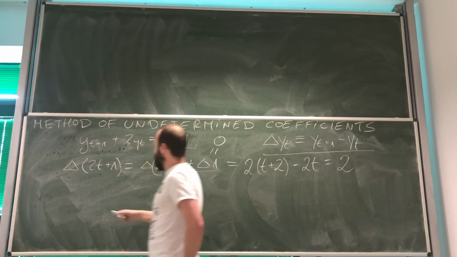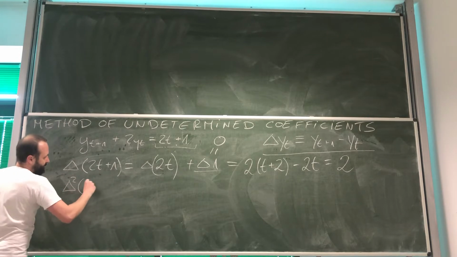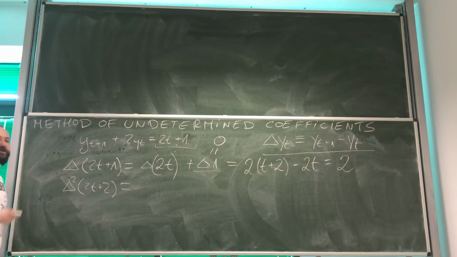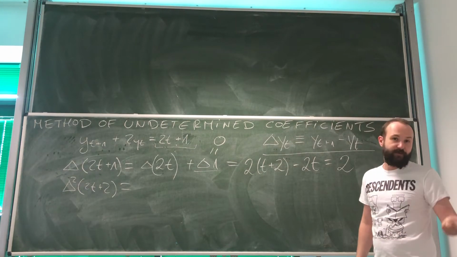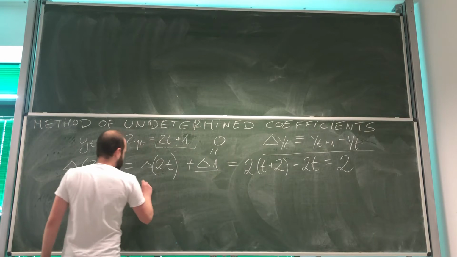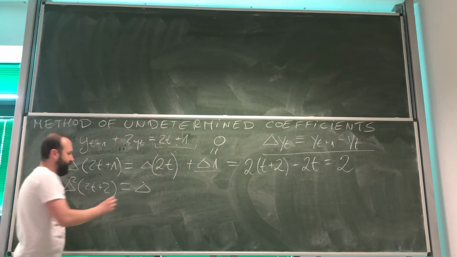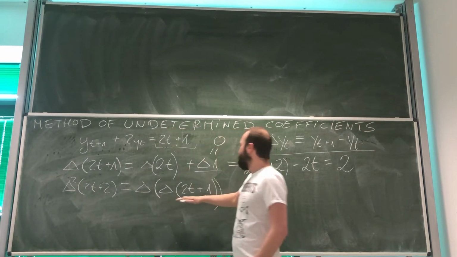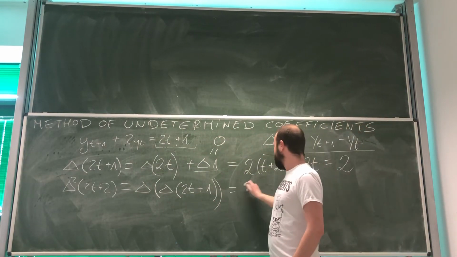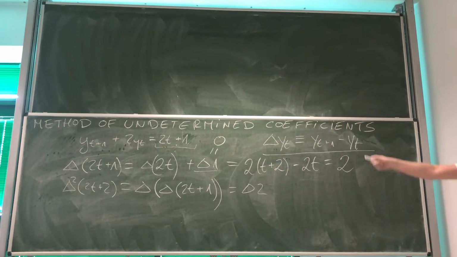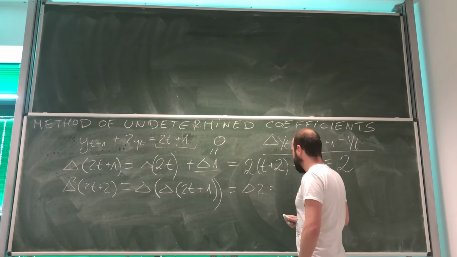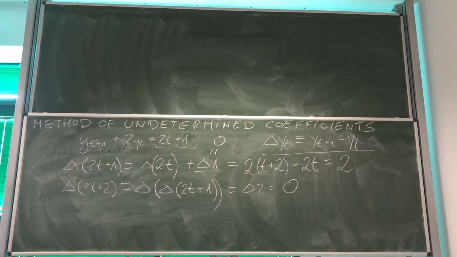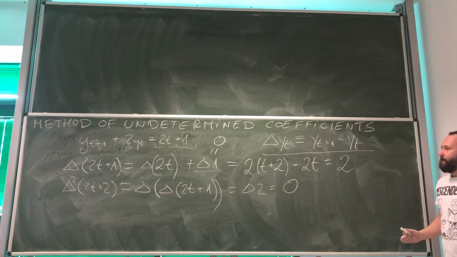Now we can calculate the second difference of 2t plus 1. And again, the analogy with derivatives is straightforward. When you calculate the second derivative, you actually calculate the first derivative of the first derivative. And this is exactly what we can do here. We can calculate the first difference of the first difference. However, we already calculated this first difference. It's just 2. And we also know the derivative of a constant is equal to 0, and the same goes for the difference. So here we see that this condition is fulfilled.